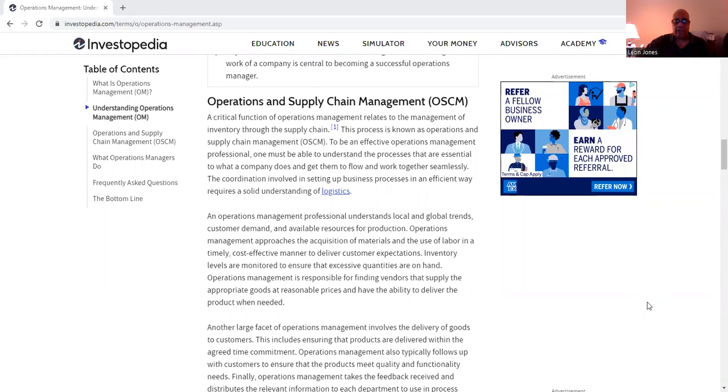To be an effective operations management professional, one must be able to understand that processes are essential to what a company does and get them to flow together and work together seamlessly. The coordination involved in setting up business processes in an efficient way requires a solid understanding of logistics. An operations management professional understands local and global trends, customer demand, and available resources for production. Operations management approaches the acquisition of materials and use of labor in a timely, cost-effective manner to deliver customer expectations.